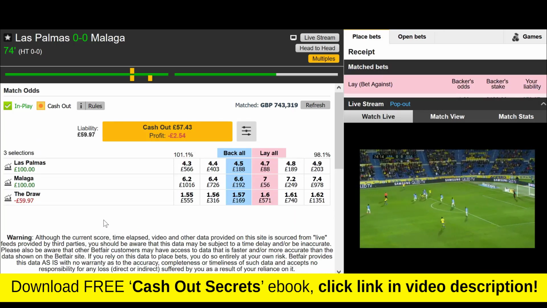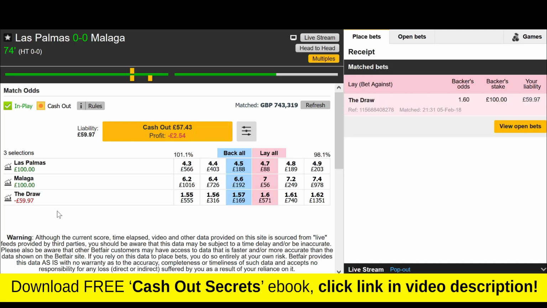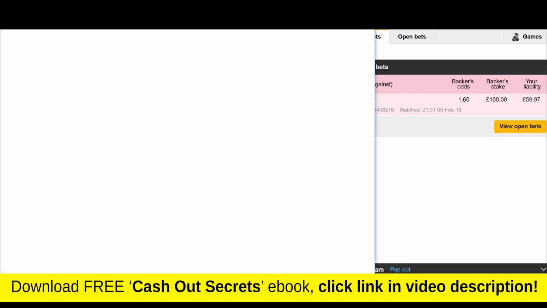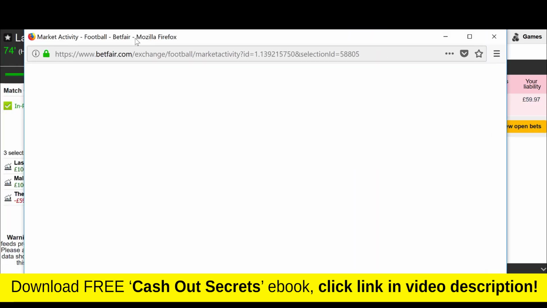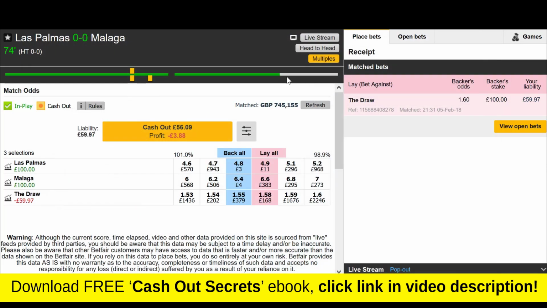We're going to lay the draw for £100, and the risk is very small compared to if we went in right at the start of the match. We're risking £60. If I bring up the chart here, we can get an idea of where the price was at the start. It was a 3.75 lay. So we're getting quite a big discount on this. We've got 16 minutes left to get the goal we need. And at this point, it really doesn't matter who scores, because that draw price is going to rise dramatically. So Las Palmas 0, Malaga 0, and there are 16 minutes left.